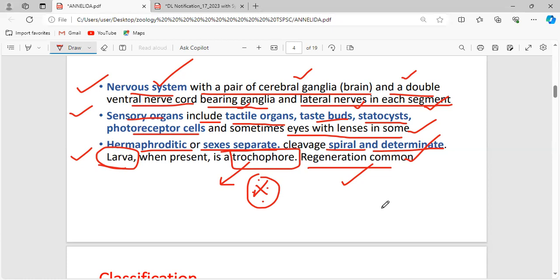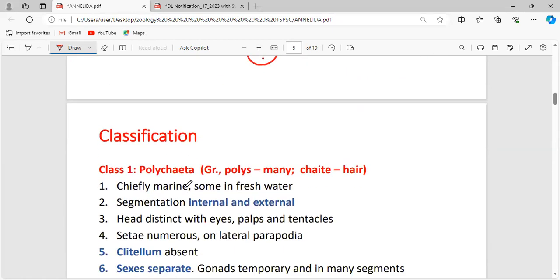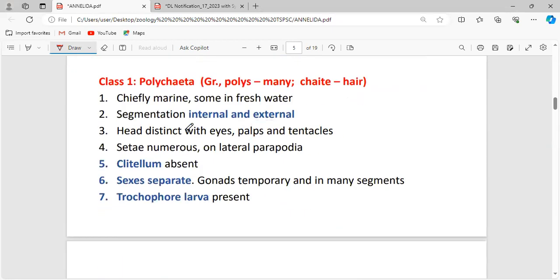See, I have mentioned one important point when I taught about the general characteristics of invertebrates. Regeneration can be very well seen in the invertebrates. So the same point is repeating again. So the regeneration can also be seen here. Okay, that's all about the general characteristics.